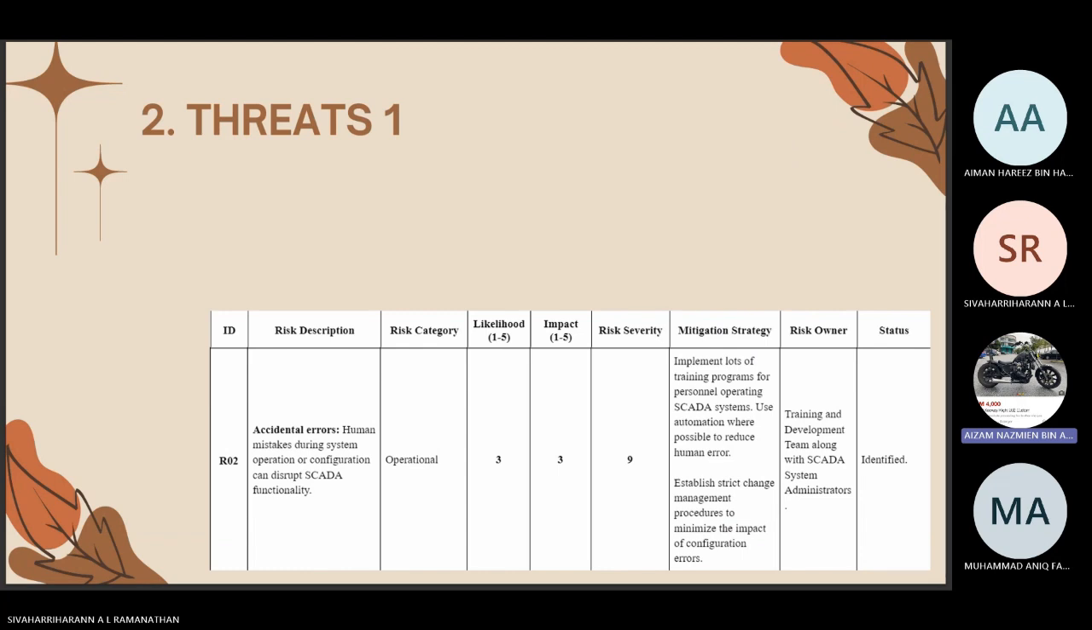Next, we have threats. The second risk, R02, involves accidental errors due to human mistakes during system operation or configuration, which can disrupt SCADA functionality. This risk has a likelihood and impact of 3 each, resulting in a severity score of 9. Mitigation involves extensive training programs, increased automation, and strict change management procedures. The IT infrastructure team, SCADA system administrators, and the training and deployment team are responsible for addressing these risks, both of which are currently identified.